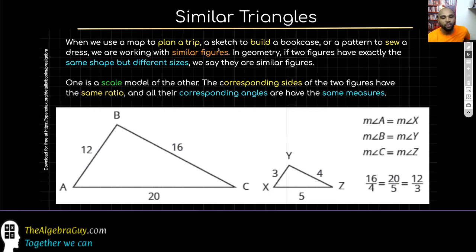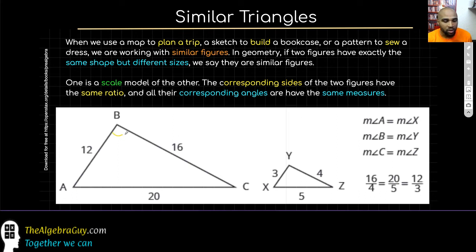When we use a map to plan a trip, a sketch, build a bookcase, or sew a pattern or dress, we're often using similar figures. In geometry, if two figures have exactly the same shape but different sizes, they're said to be similar. One is a scale model of the other. The corresponding sides of the two figures have the same ratio, and all the corresponding angles have the same exact measure. So what are they saying?